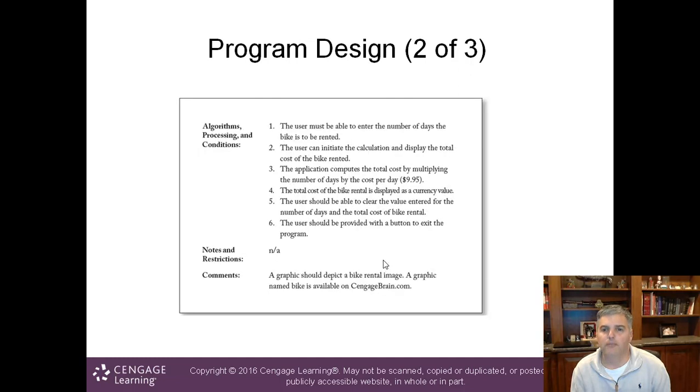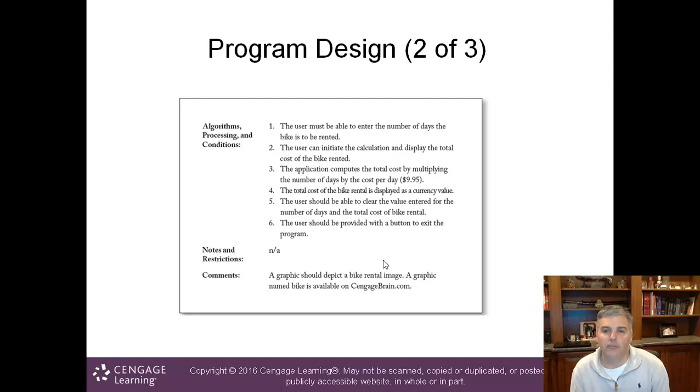So our algorithm's processing conditions: the user must be able to enter the number of days the bike is to be rented. The user can initiate the calculation and display the total cost of the bike rental. The application computes the total cost by multiplying the number of days by the cost per day. Cost per day is fixed at $9.95. So we're going to put that in our constant. The nice thing about that is if it changed, we would just know exactly where that is in the program, change that value. If the price goes up for whatever reason, it's there in one place in our program. We don't have to change it in multiple places.